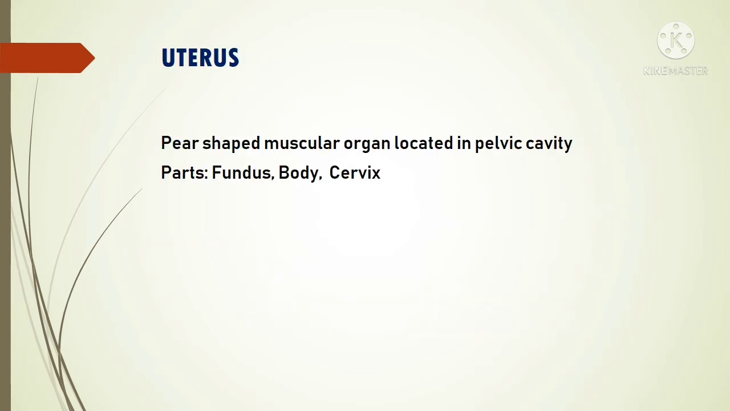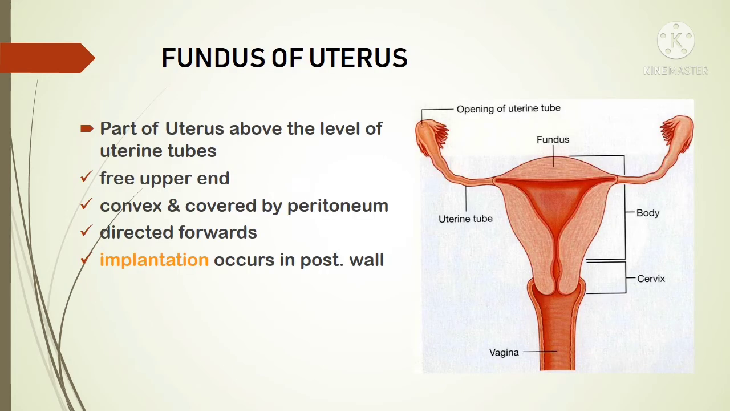The next is the uterus. The uterus is a pear-shaped muscular organ located in the pelvic cavity. It's a childbearing organ. It consists of the fundus, body and the cervix. The fundus is the part of the uterus that lies above the level of the opening of the uterine tubes. It's a free upper end.